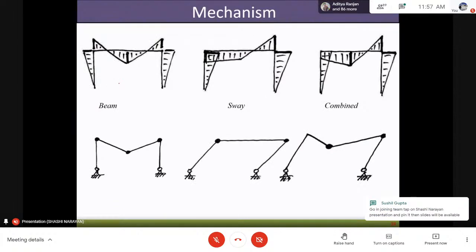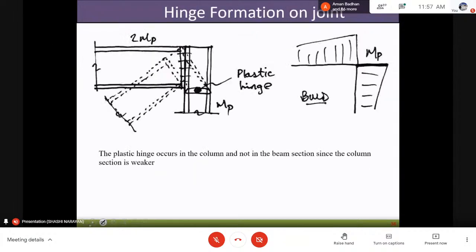So based on these, you would have gone through this also. We have three different types of mechanisms under consideration: beam mechanism, sway mechanism, and combined beam and sway mechanism. One more thing to consider: if we have a strong column and weak beam, the hinges will be formed in the beams. But if we have a strong beam and weak column, the hinges will be formed in the columns. We want the hinges to be formed in the beams rather than the columns. So we need the moment carrying capacity of the beams to be less than that of the columns.